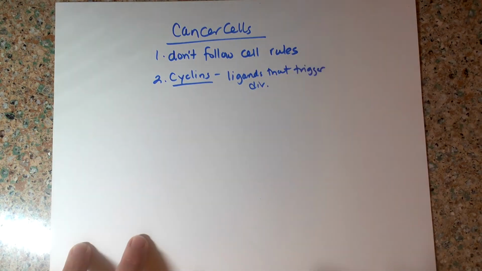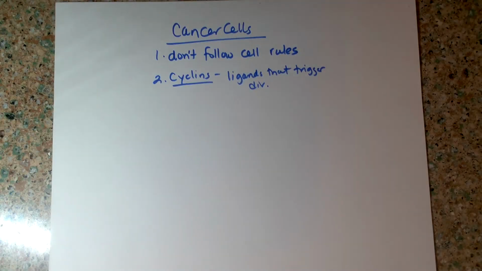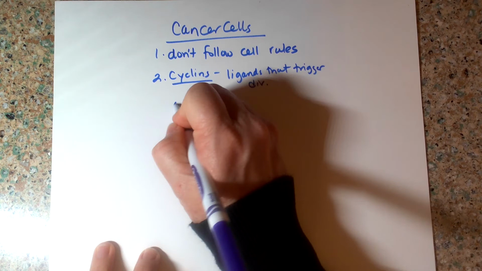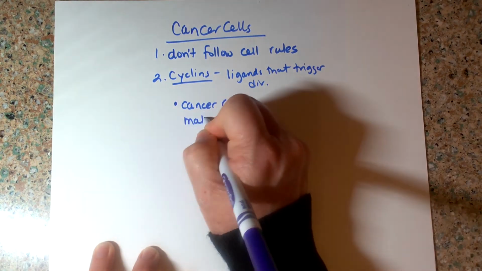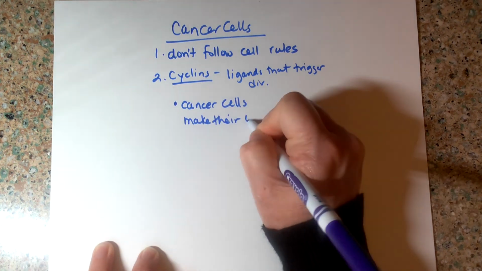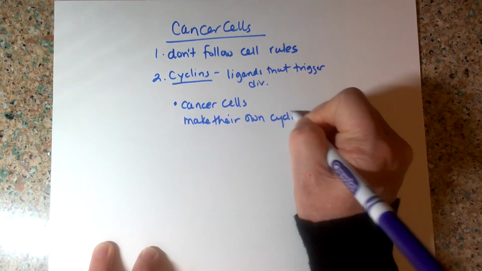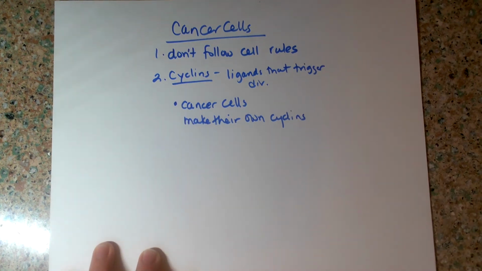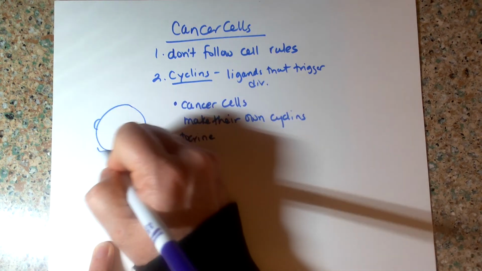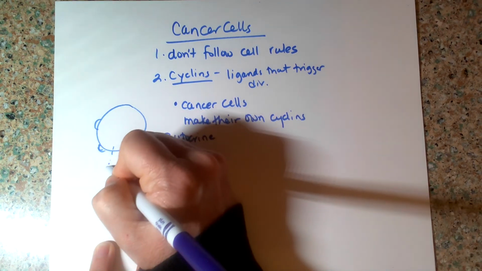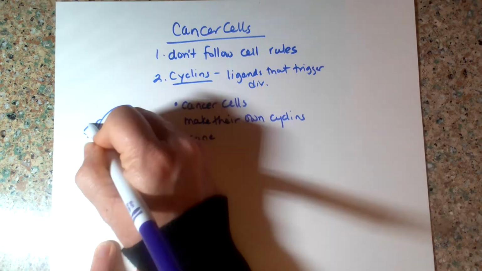Well, if a cell is dividing uncontrollably, it's probably not getting a regular normal signal. It's probably getting a signal from somewhere that it shouldn't. And the crazy thing is that cancer cells can make their own cyclins. So not only can they signal themselves, so they can do autocrine. Okay, so here they are, and they got the little membrane receptors, and they secrete the signal, and then they signal themselves to divide.